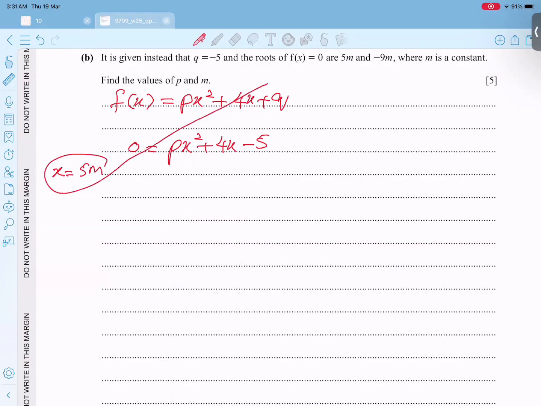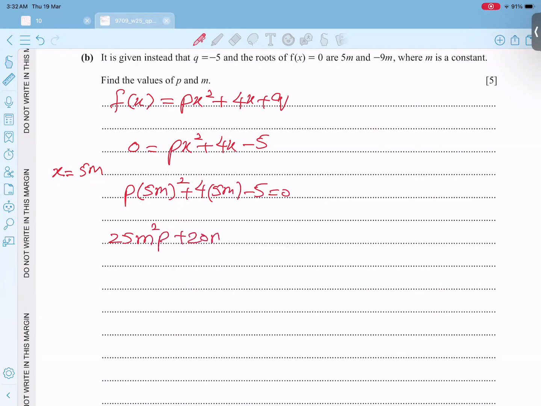How come? Because he said that is a root, and root is called an x value. So I can replace every x by 5m. So when I replace, p as it is, and (5m) whole square, and this x also replaced by 5m, 0 there or 0 here, no problem at all. So I can square 5 and square m, so I get 25m²p, and here 5 fours are 20, and 25m minus 5 equal to 0. This is one situation.